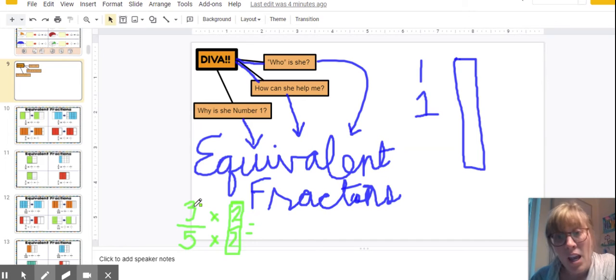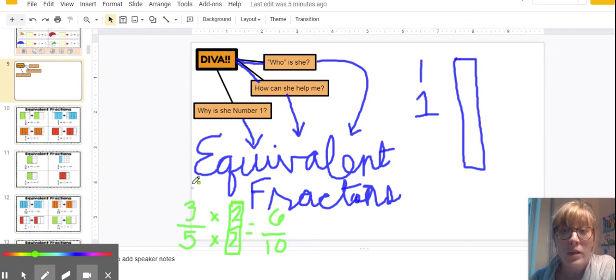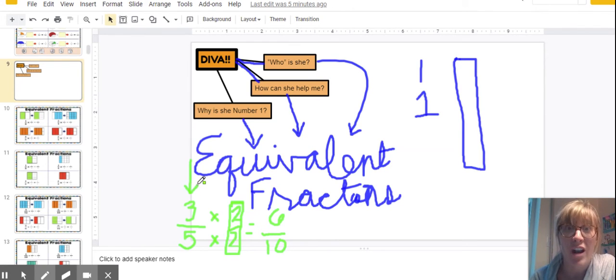Okay, so we're going to say, okay, well, I'm going to do 3 times 2, which gets me 6. And then I'm going to do 5 times 2, which gets me 10. So what we've discovered is that 3/5 right here, our starting fraction, is equivalent to 6/10, right? We've doubled the numerator, we've doubled the denominator with the help of this awesome magician of Diva. Okay, you can do this in infinite ways, right? Diva, as long as she's wearing a matching outfit, as long as the numerator inside of Diva is matching the denominator, it can be any number, right?